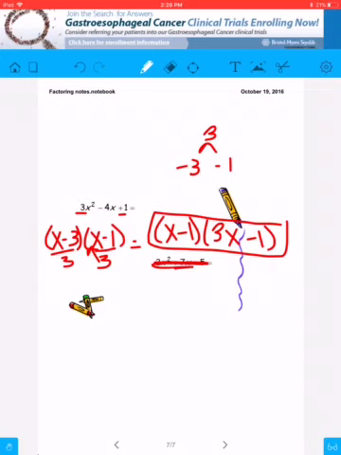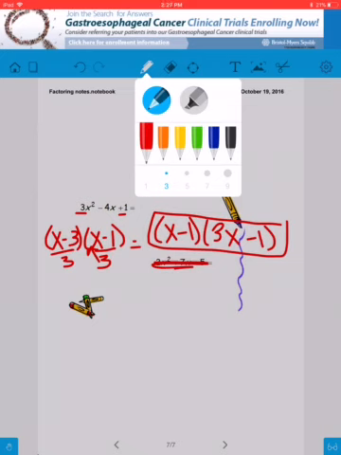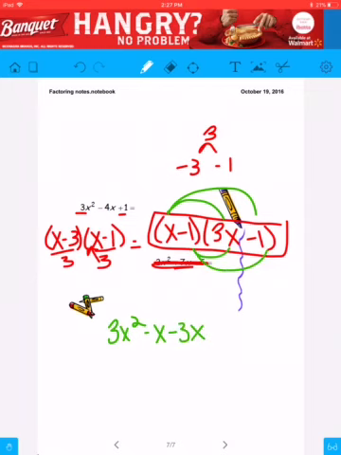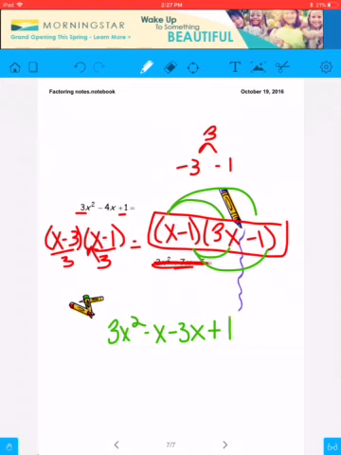Now, the way that you can check to make sure that you've done this correctly is you can FOIL your answer back together. So double distribution. So you can do x times 3x is 3x squared. X times negative 1 is negative x. Negative 1 times 3x is negative 3x. And negative 1 times negative 1 is a positive 1. So we have 3x squared minus 4x plus 1. So I ended up back where I started.